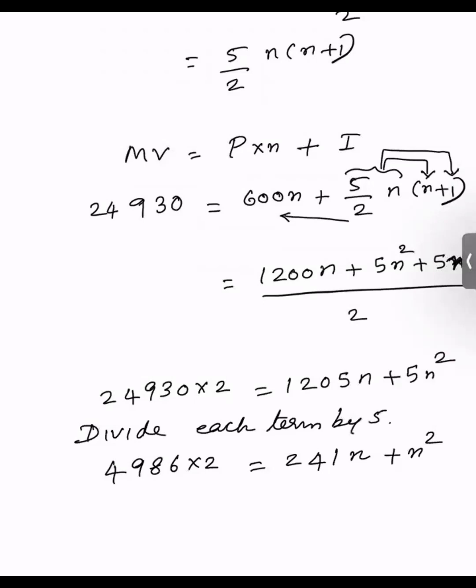You get this. Now, what is 4,986 into 2? 9972 is what I'm getting. So I will write it as n square plus 241n minus 9,972 equal to 0. This is a quadratic equation. Right?